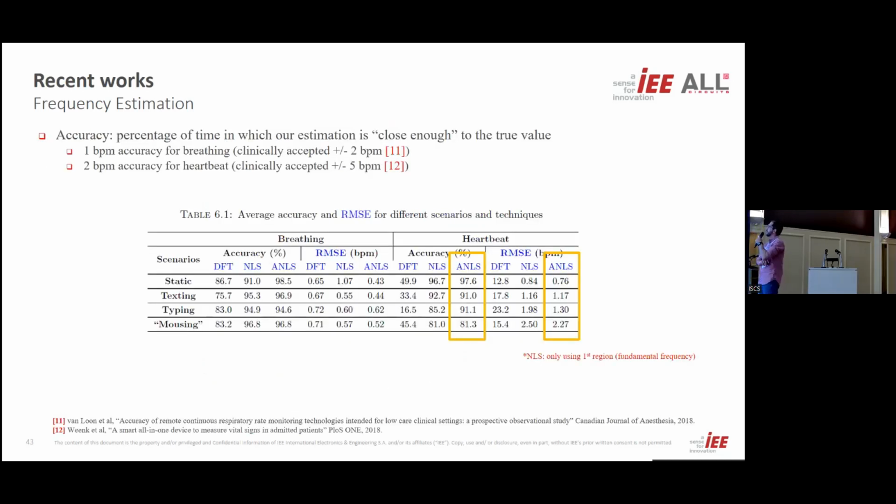Just a summary of all results here. What we call accuracy is the amount of time that our estimation is close enough to the true values, and clinically accepted values for the accuracy are around 2 BPM for breathing and 5 BPM for heartbeat. And this is what we get. It was much better than the clinically accepted values. RMSE values were very low for the heart rate, also for the breathing.